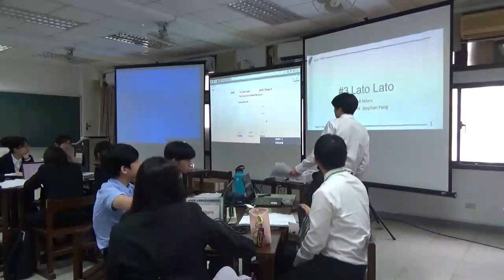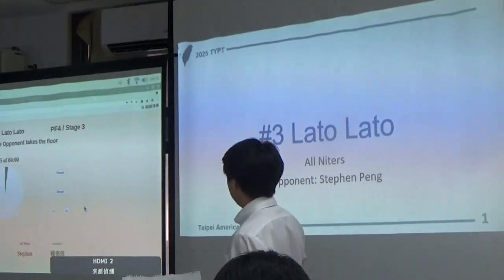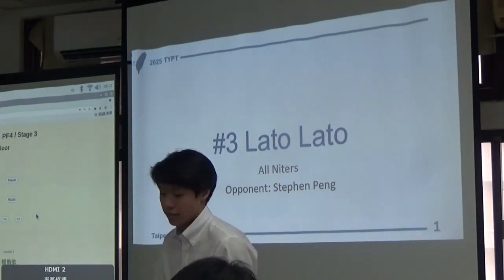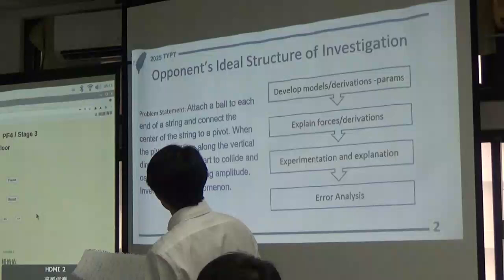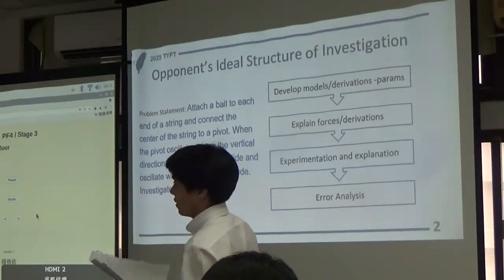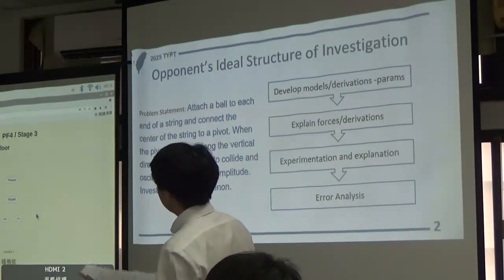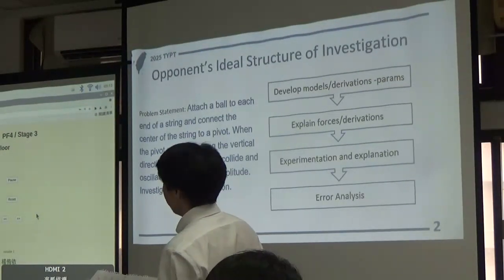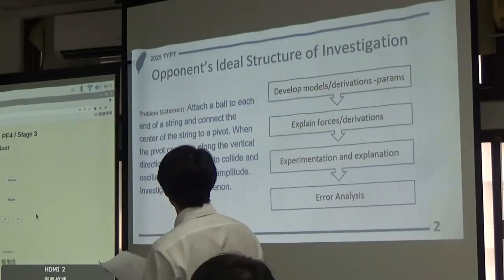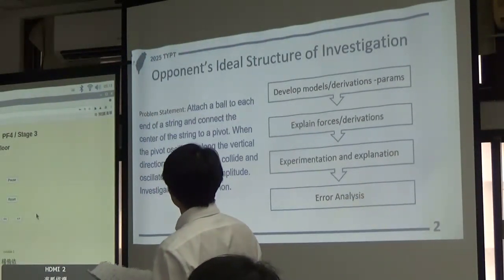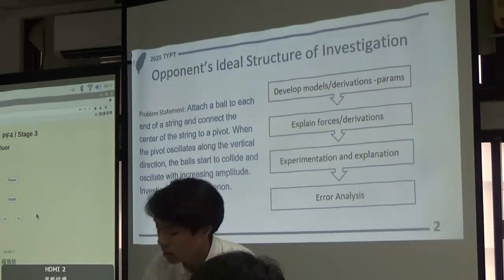I'm Steven, and I will be opposing Lado, question number 3, for the all-nighters. So here's the problem statement, and from our point of view, we think that the ideal structure of the investigation should be to develop a model, derive the relevant equations, and come up with the relevant parameters. I think the reporter did not come up with enough parameters to really prove this phenomenon. Next, to explain forces, derivations, experimentation and explanation, and then finally error analysis, which I also think they missed.